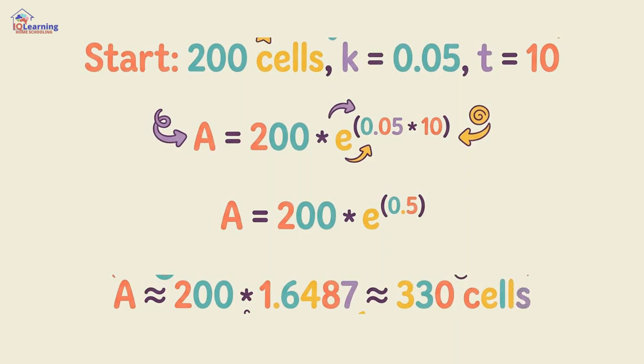That 1.6487 is the growth multiplier. The culture became about 1.65 times larger.